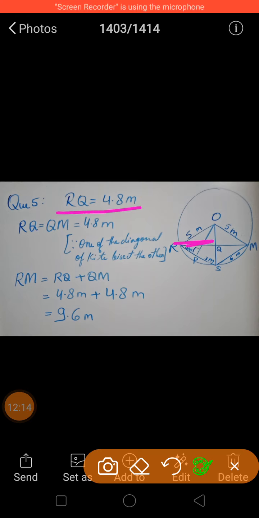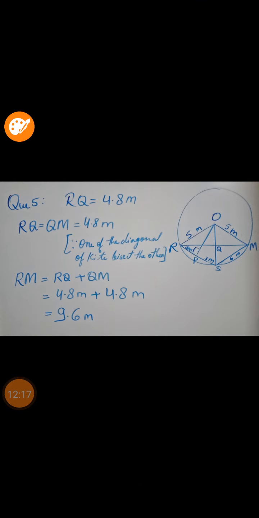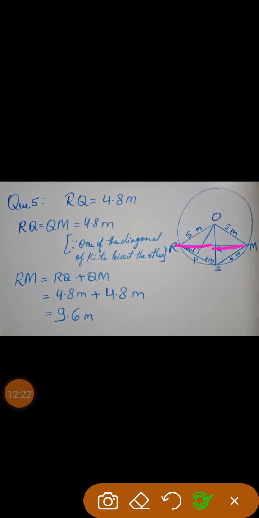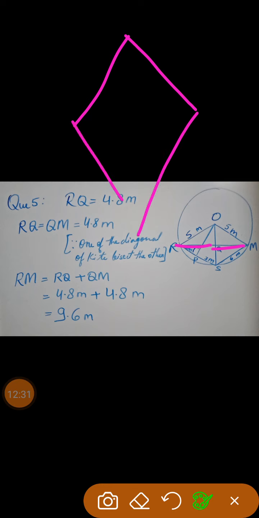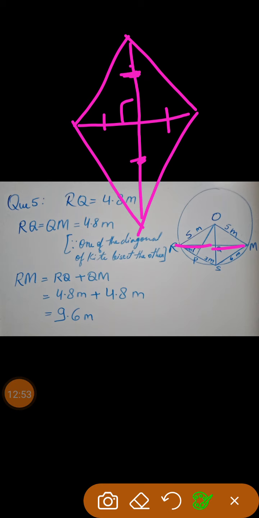RQ means this length. And we can also say that RQ is equal to QM. How can we say that RQ is equal to QM? Because one diagonal of the kite bisects the other. In a kite, you know the shape of a kite, it is like this. These are the two diagonals of the kite I am drawing, and they intersect each other at 90 degrees. And the second thing is that one diagonal bisects the other, meaning this diagonal is bisecting this diagonal. These two parts are equal, but can we say these two parts are equal? This and this, are these equal?